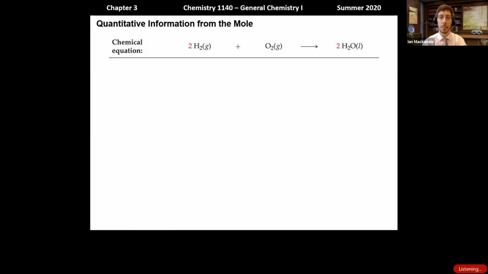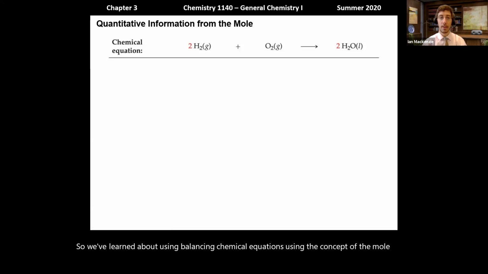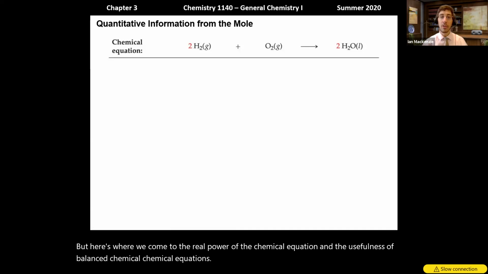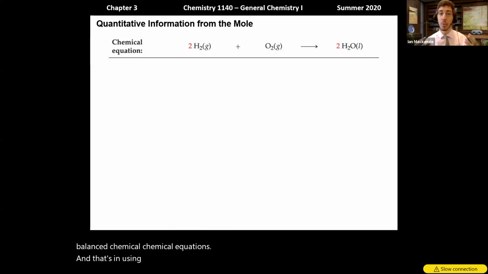Okay, so we've learned about balancing chemical equations and using the concept of the mole to do some basic calculations and conversions. But here's where we come to the real power of the chemical equation and the usefulness of balanced chemical equations. And that's in using the balanced chemical equation and the mole concept together to keep track of mass during a reaction.